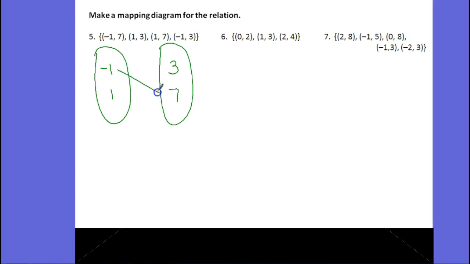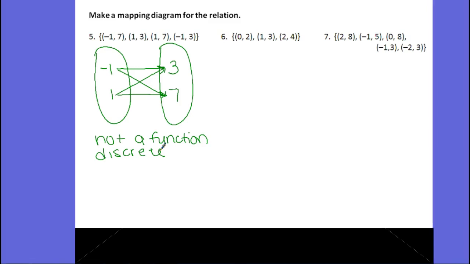We have -1 mapping to 7, 1 mapping to 3, but then we get 1 also maps to 7, and -1 also maps to 3. This would fail the vertical line test because the values of x repeat, so this is not a function. It would also be a discrete relation because those 4 points aren't really going to give you anything smooth.